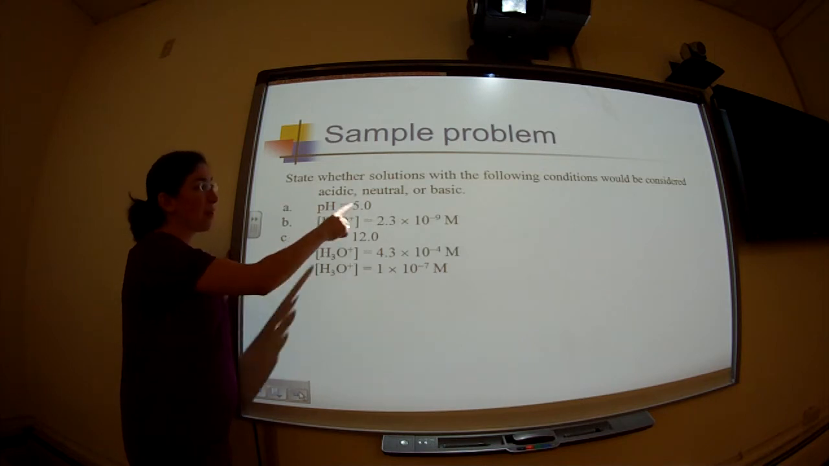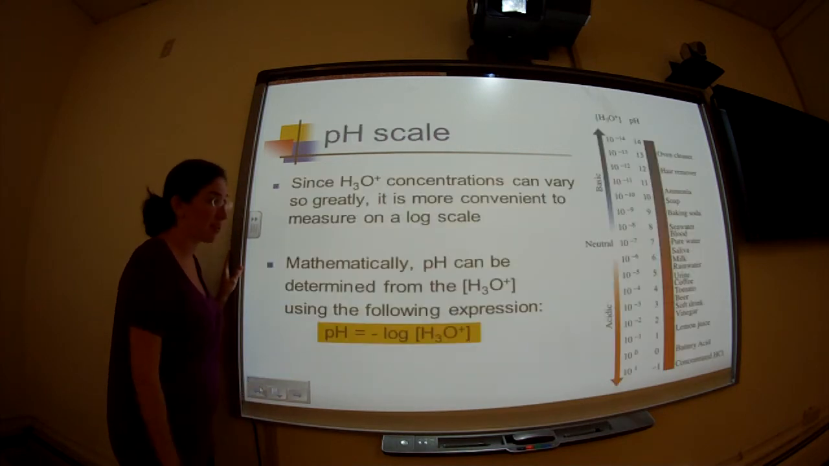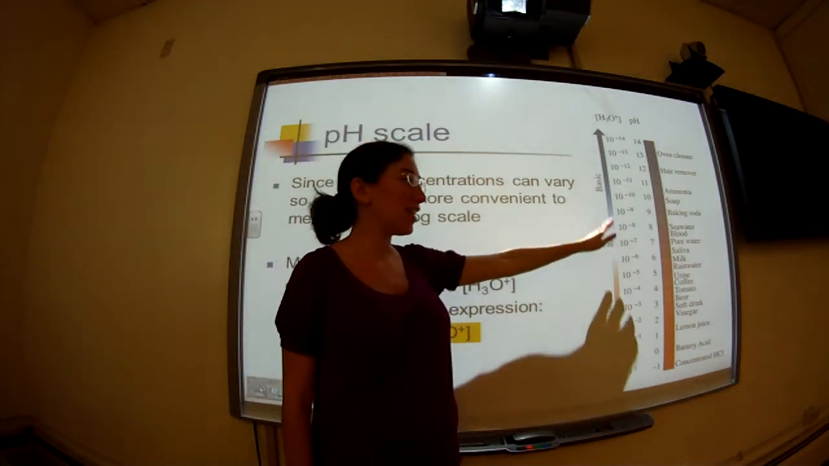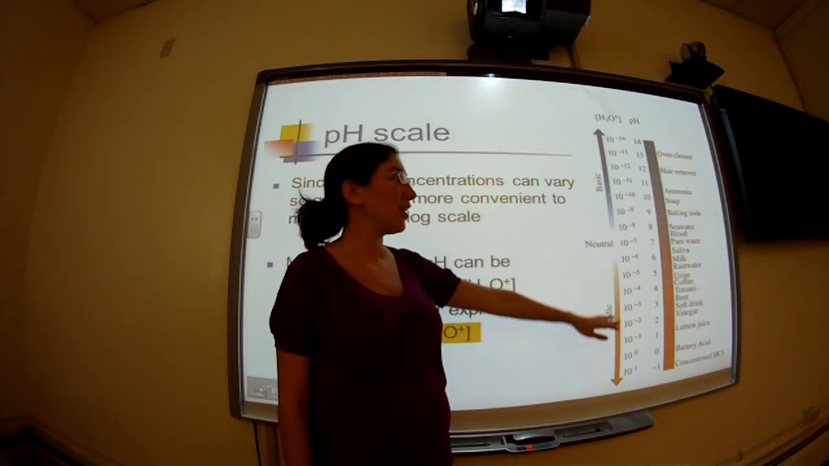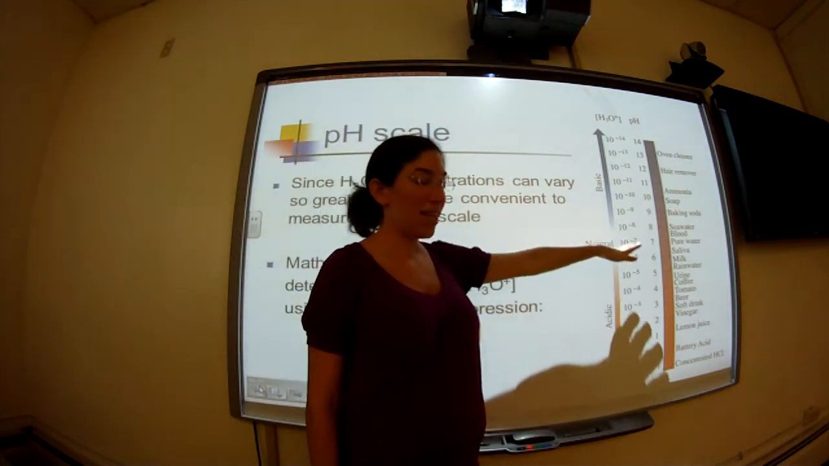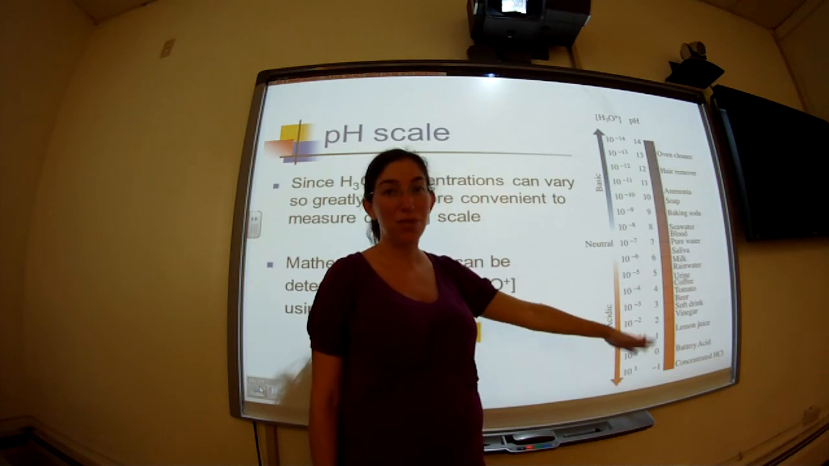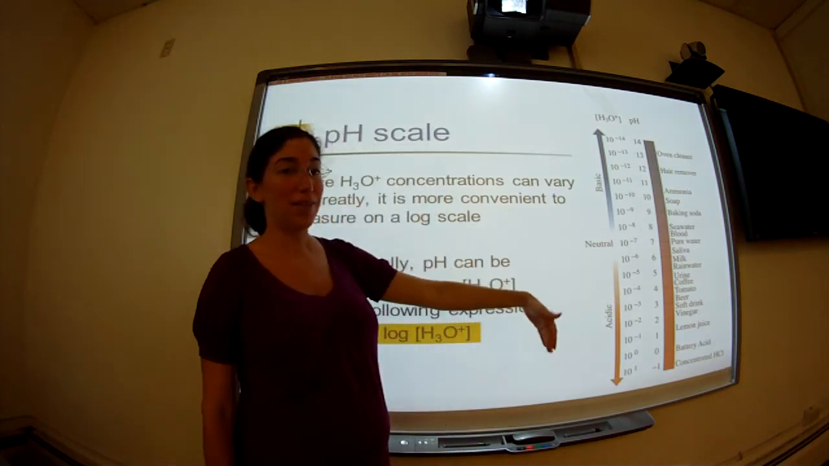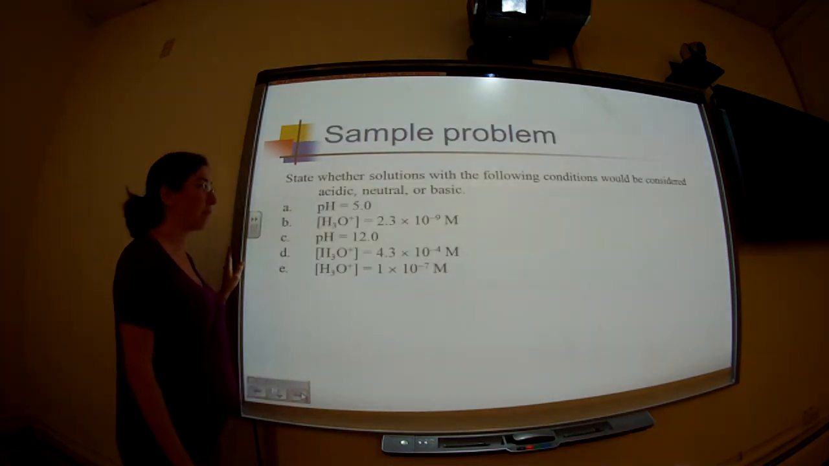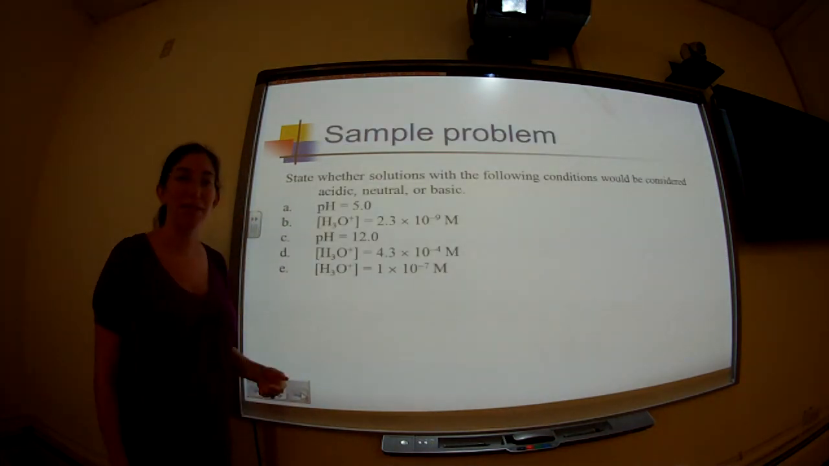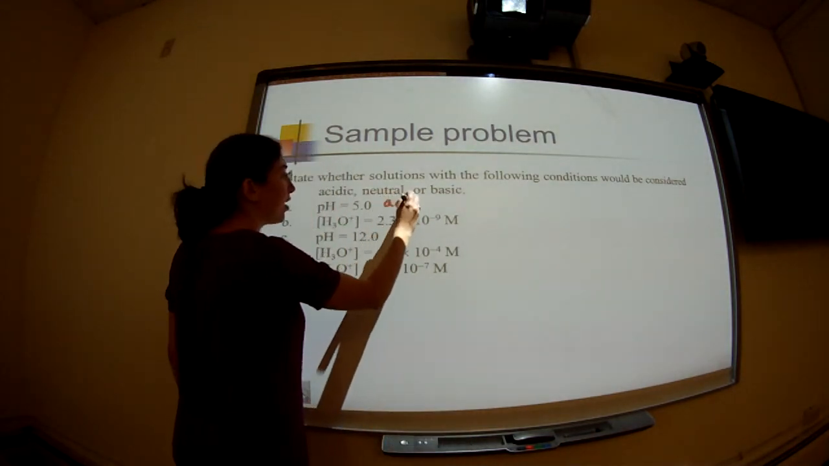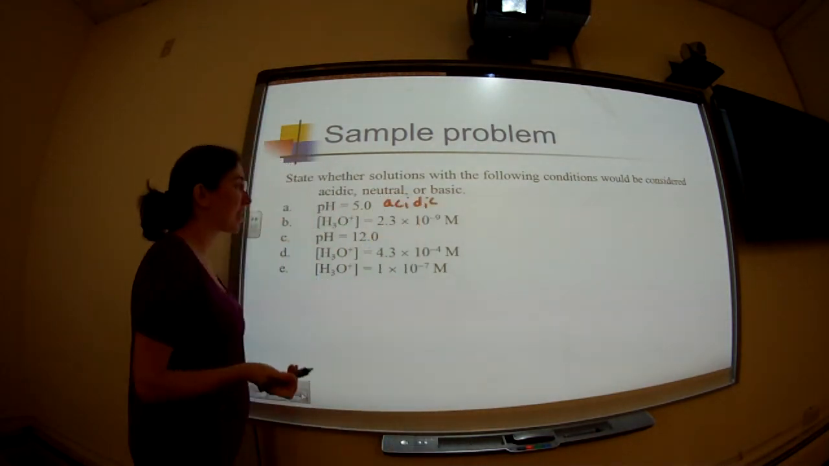So a pH of 5, and I guess I should go over this before we do the problem. Neutral is a pH of 7. Anything below that is acidic. Anything above that is basic. So any pH below 7, 1 through 6, is acidic, and 8 through 14 is basic. So a pH of 5, would that be acidic or basic? It's below 7, so it would be acidic.